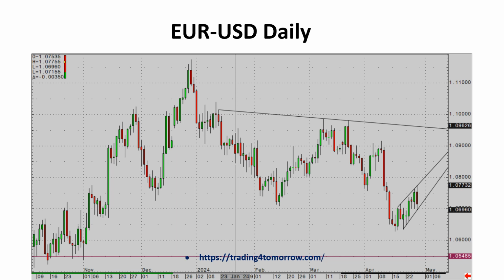For the euro against the dollar, I've got resistance at 109.62 and then lower down in that little upward channel, I've got 107.73 and 106.96 for the support level.